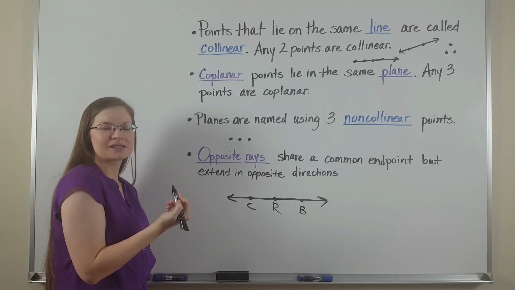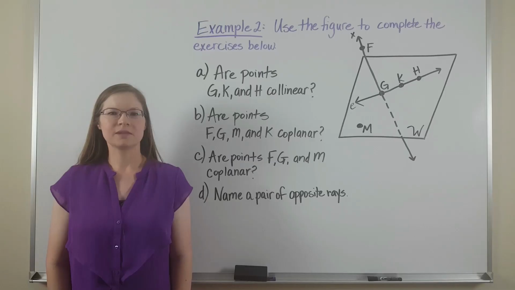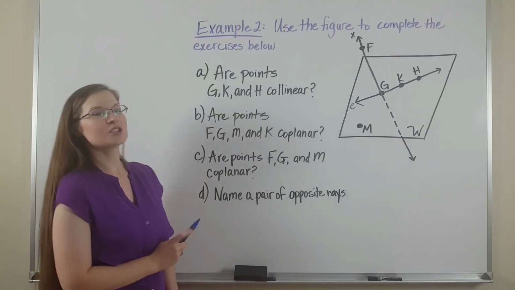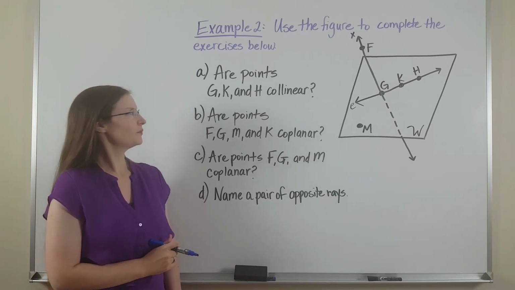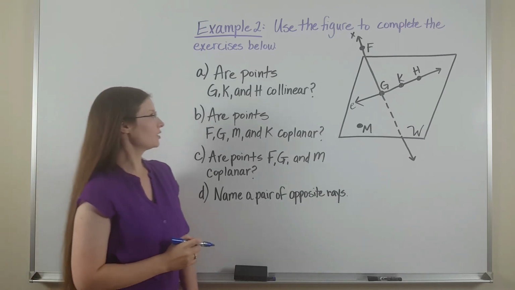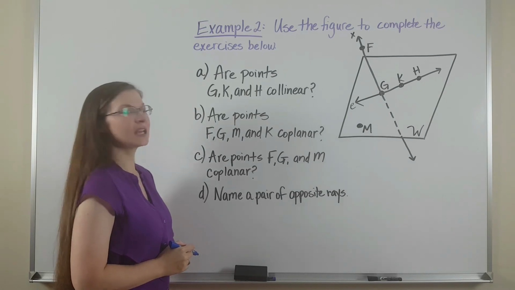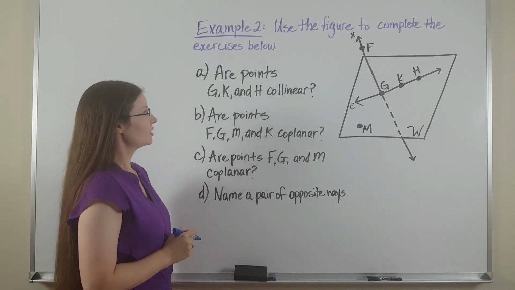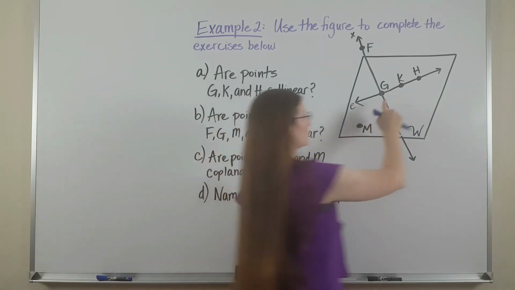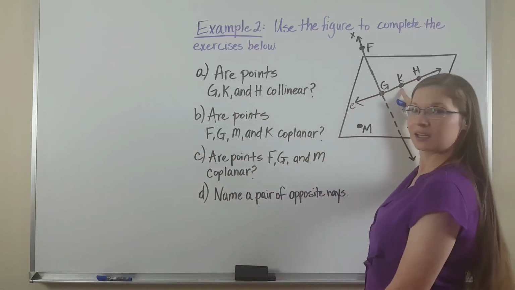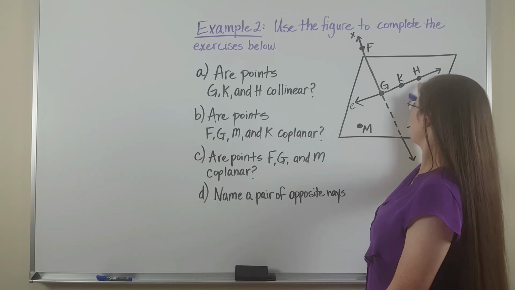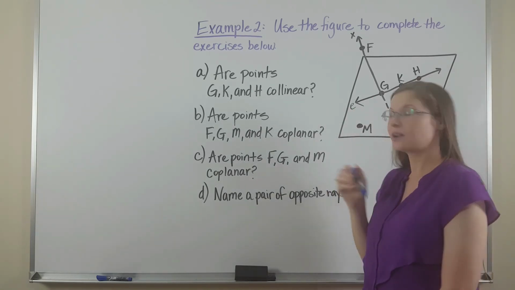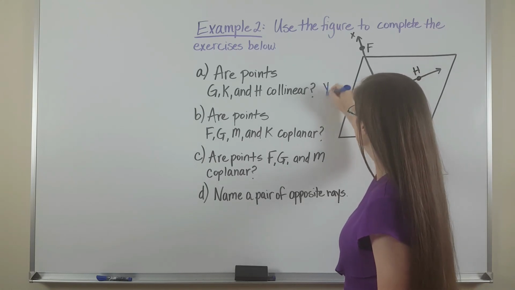Let's do another example together. Here's example 2. Example 2 says, use the figure to complete the exercises below. Letter A says, are the points G, K, and H collinear? Let's look at that figure. Here's points G, K, and H. Looks like all 3 are on line E, so yes, they are collinear. The answer is yes.